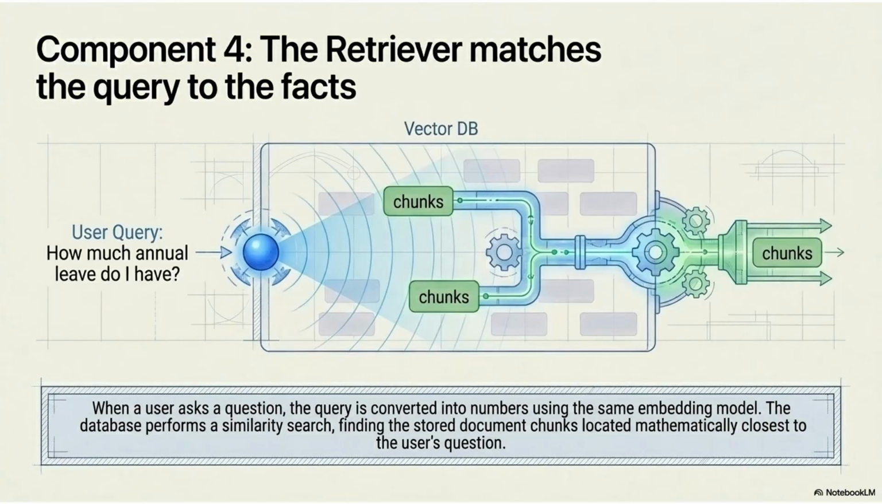So how do we find the right chunks that are related to our question? That's the job of the retriever. When the user asks something like, how much annual leave do I get? That question gets converted into numbers using the same embedding method that we just talked about. The database then performs a similarity search, finding the stored chunks that are mathematically closest to the user's question. Same vector space, same meaning-matching trick, just applied to the search instead of storage.